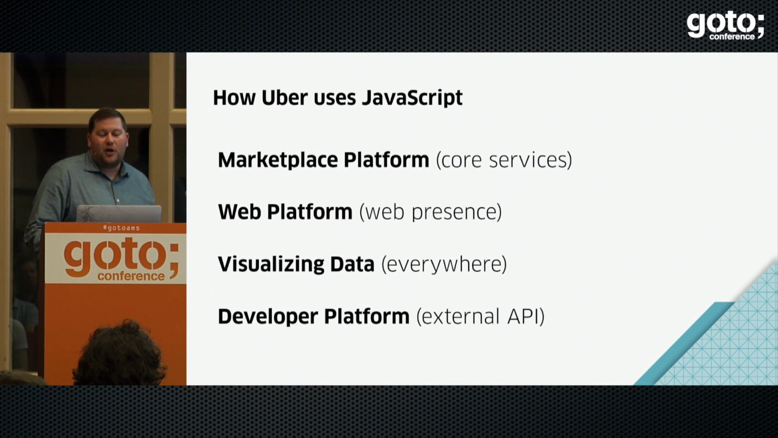And so throughout this talk, we'll talk about four ways in which we're using JavaScript today. On our marketplace platform, to provide the core services underneath, again, we have an architecture that consists of more than 3,400 microservices.